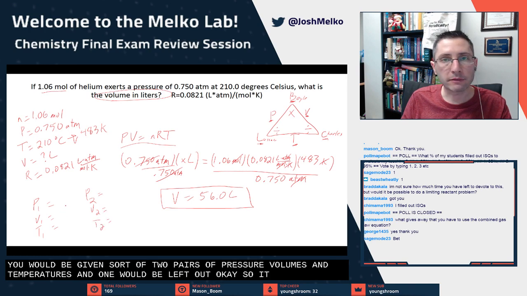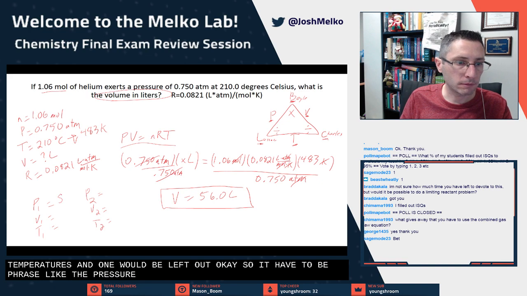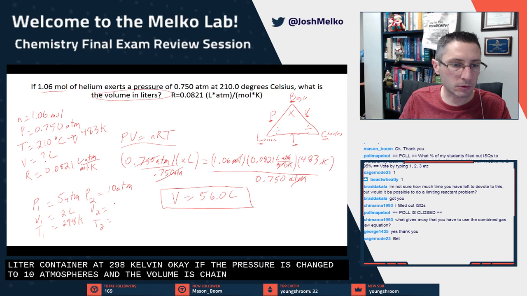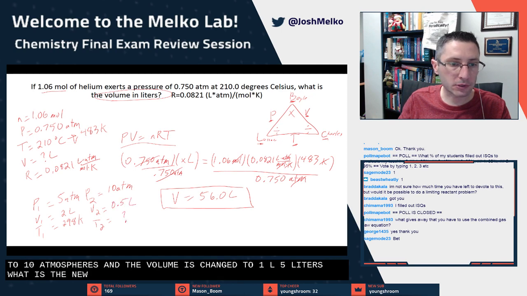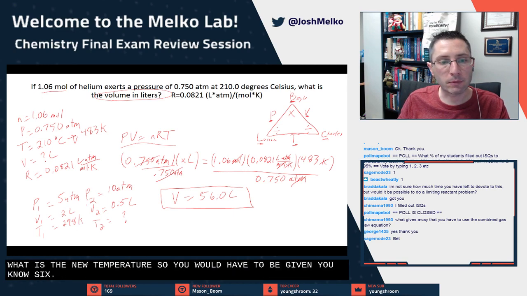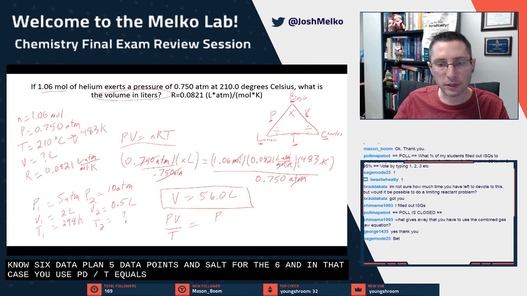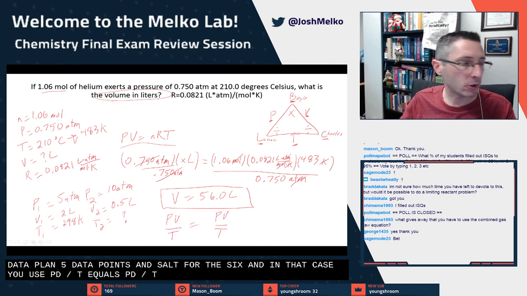So it'd have to be phrased like the pressure of helium is 5 atmospheres in a 2-liter container at 298 Kelvin. If the pressure is changed to 10 atmospheres and the volume is changed to 0.5 liters, what is the new temperature? So you would have to be given 5 data points and solve for the 6th. And in that case, you'd use PV over T equals PV over T. Hopefully that answers your question.